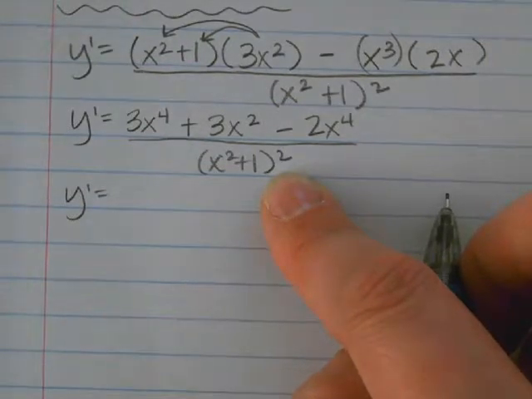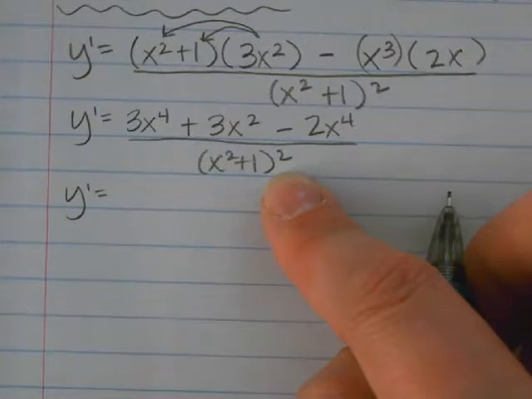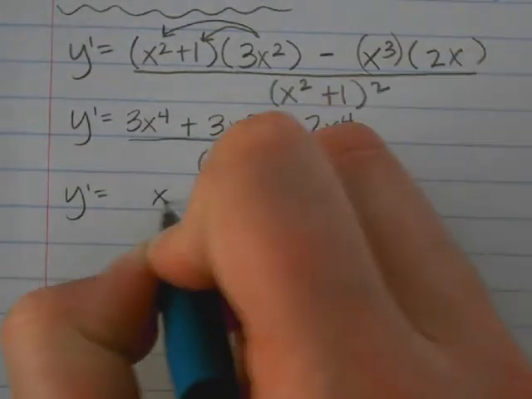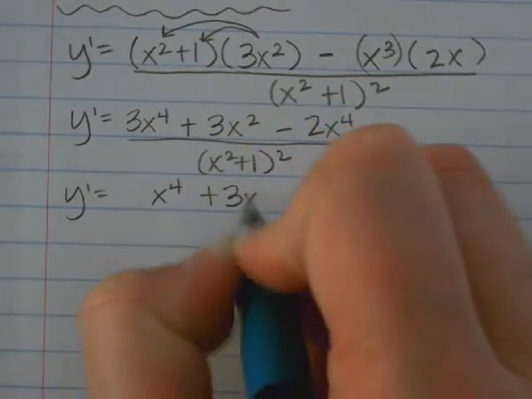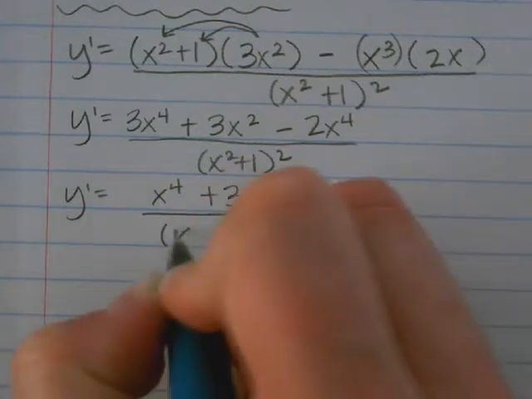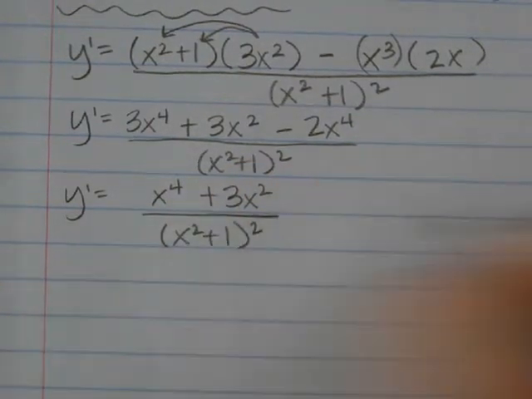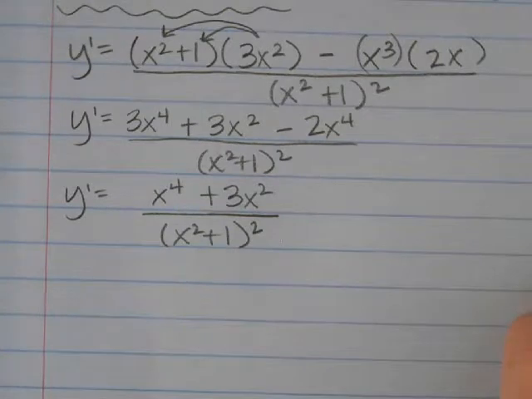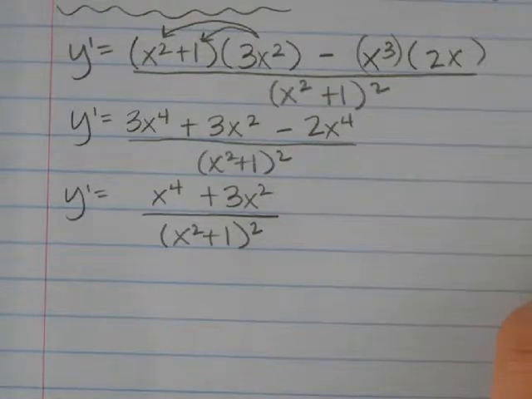All right, so on the top, what do we have? X to the fourth plus 3x squared, divided by x squared plus 1 squared. So we have simplified the derivative, and at this point, what do we do with the derivative? Set it equal to 0. We want to see where the derivative itself equals 0, which is when we take the top of the fraction and set that equal to 0. We want to see where the derivative is undefined, which is when we take the bottom of the fraction and set that equal to 0.